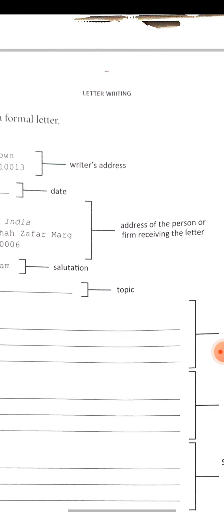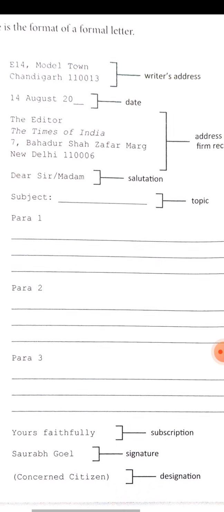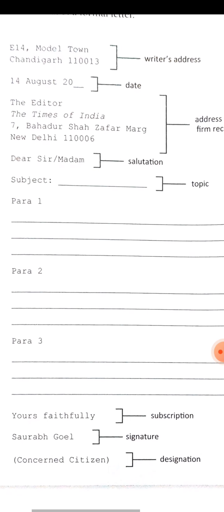And after that you will write the salutation. Salutation means dear sir, dear madam, or you can write the name of the editor also. So if you write the name, then you will end with yours sincerely, and if you are writing dear sir, dear madam, then you will write yours faithfully. So this must be clear to you. And then you will write the subject or the topic of that formal letter.